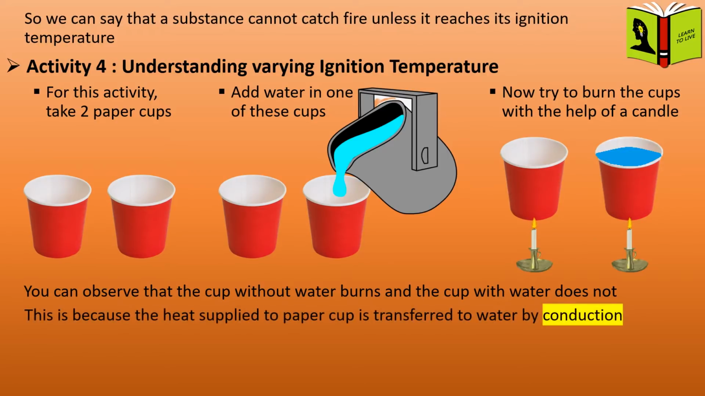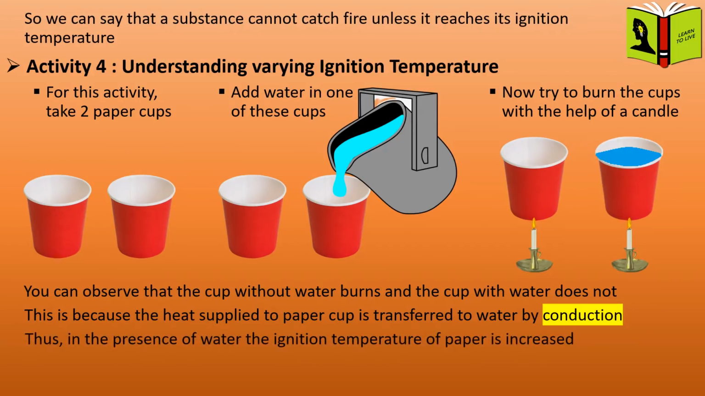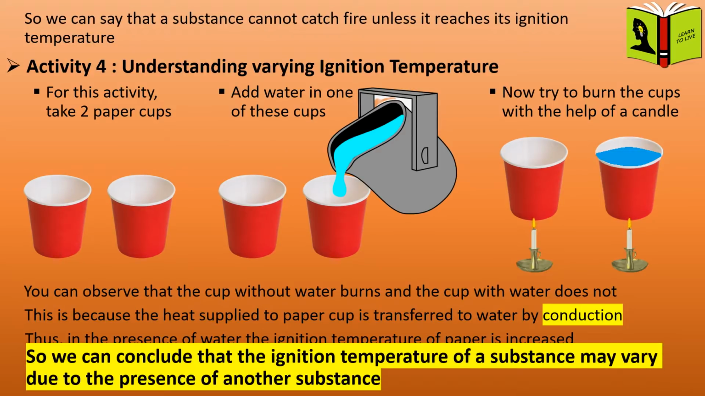This is because the heat supplied to the paper cup is transferred to water by conduction. Thus, in the presence of water, the ignition temperature of paper is increased. So, we can conclude that the ignition temperature of a substance may vary due to the presence of another substance.